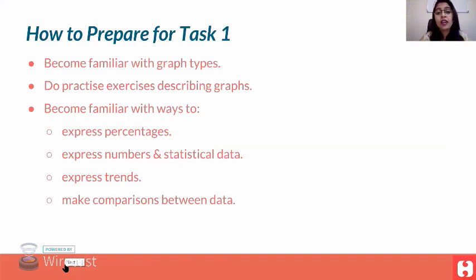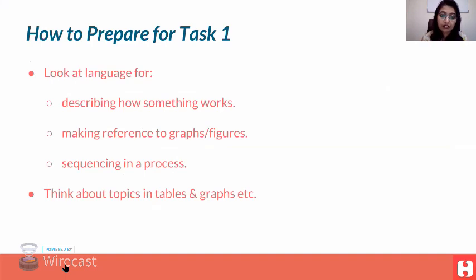I have been telling you repeatedly that comparison plays a pivotal role here, because you need to be very thorough about how to solve the data that deals with comparisons. How to prepare for task one. Look at the language. Describe how something works.